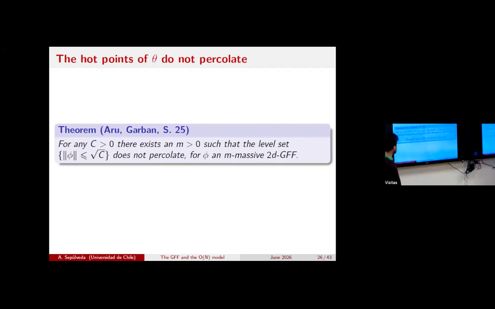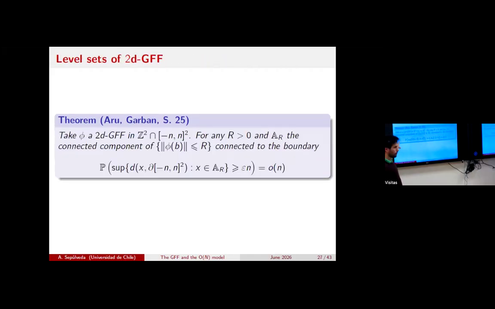I don't have much time. So I'm not going to give you the main proof of this, but there is a quick proof of it. This comes from the following statement.